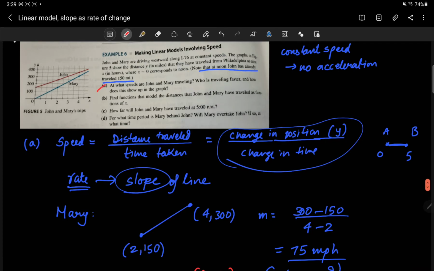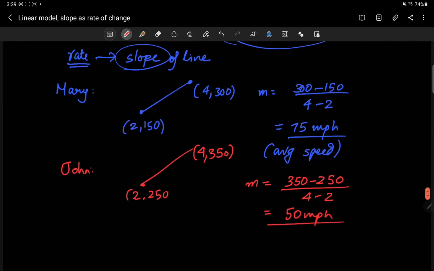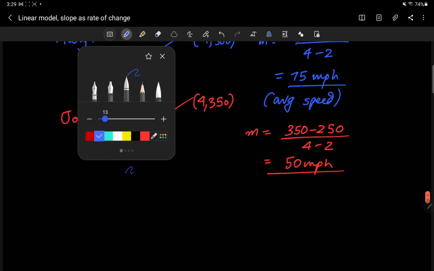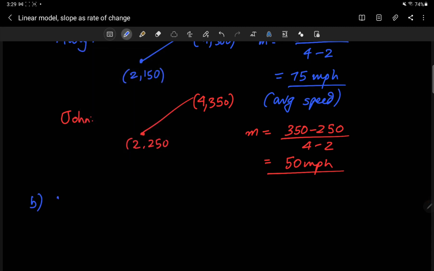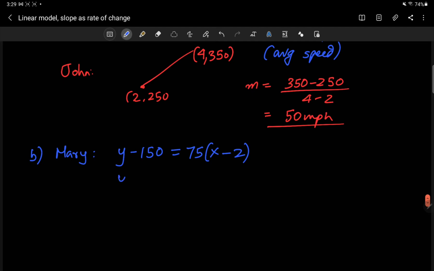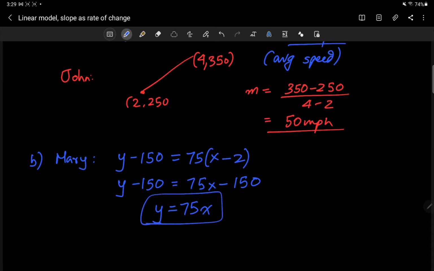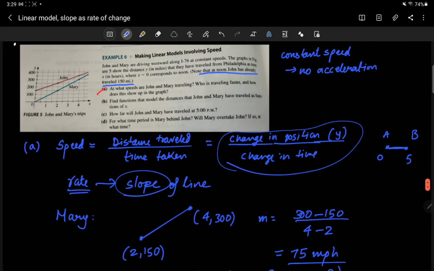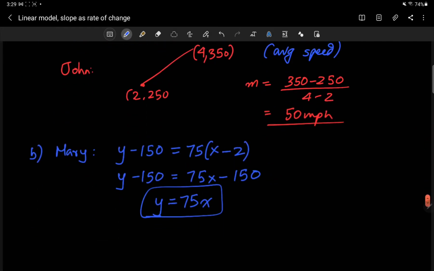So that's part A. Part B says find a function that models the distance that John and Mary have traveled as a function of x. So part B is basically finding the equation of those lines, and they are going to be the model. So for Mary, we take y minus y1 equals the slope 75 times x minus 2. Simplifying this a little bit gives me 75x minus 150, which gives me y equals 75x, which again makes sense because it's a line that goes through the origin. So it's of the form y equals mx.